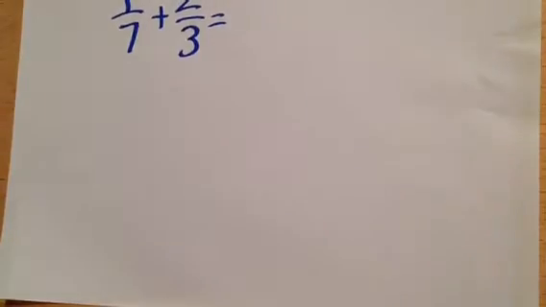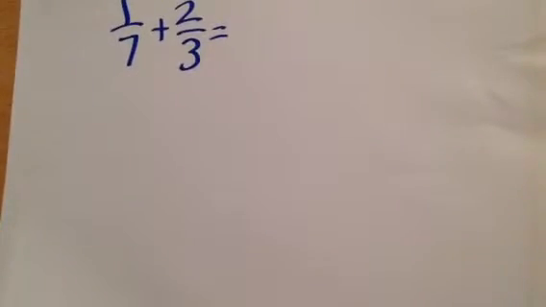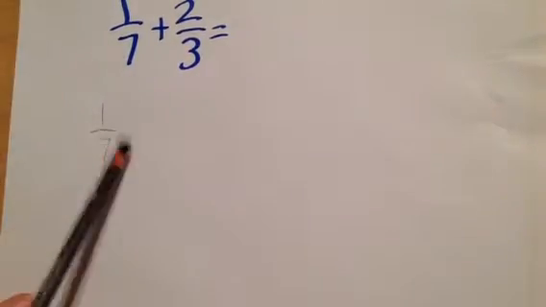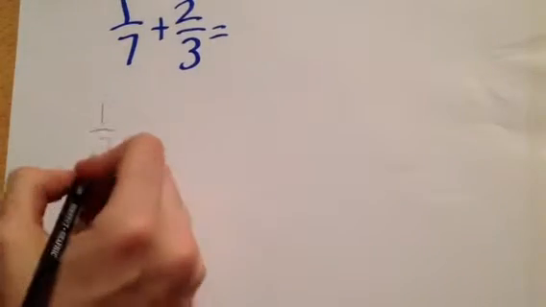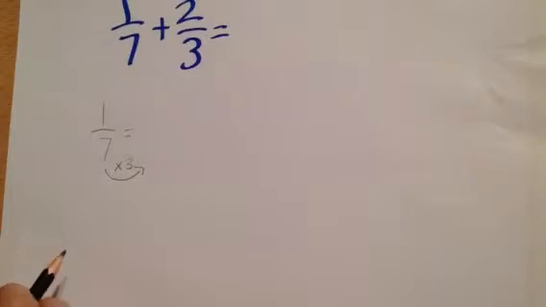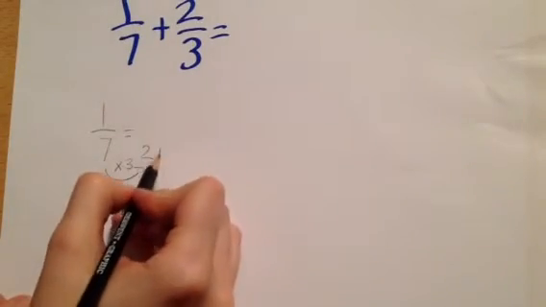Alright, I'll do one more with you, which is 1/7 and 2/3. This is another case where I can just multiply them by each other. So I would take 1/7, multiply both the top and bottom by that other denominator, so that would be times 3. 7 times 3 is 21.